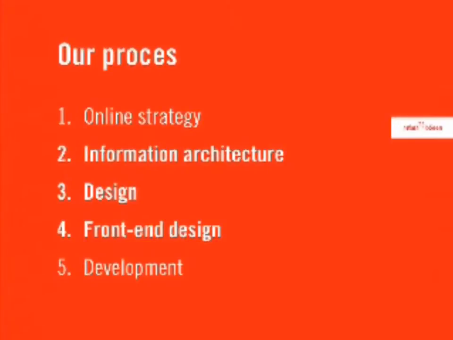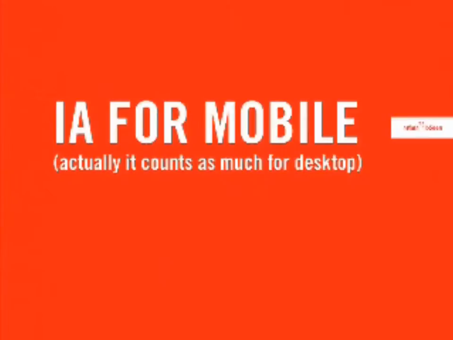So again, our process. I'm going to give you some hints about information architecture, what I do to take the mobile aspect into account. My colleague Simon is going to talk more about the design, and finally you will get some front-end tips from Thomas. So IA for mobile. I said here actually it counts as much for desktop, because if you take all those things into account, you might also create a very good desktop-size website.